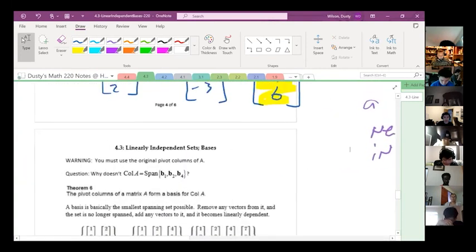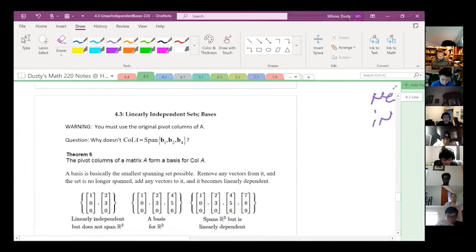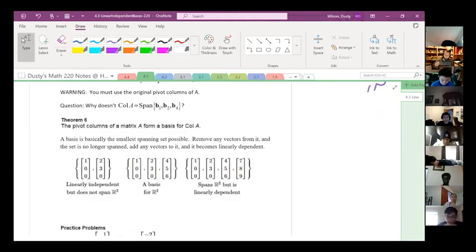So a note, we've already been talking about this. You've already been asking questions about this. You've got to use the original pivot columns of A. So why doesn't the column space of A equal the span of B1, B2, B4?